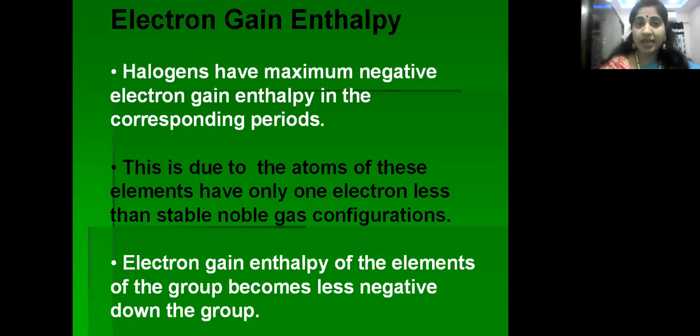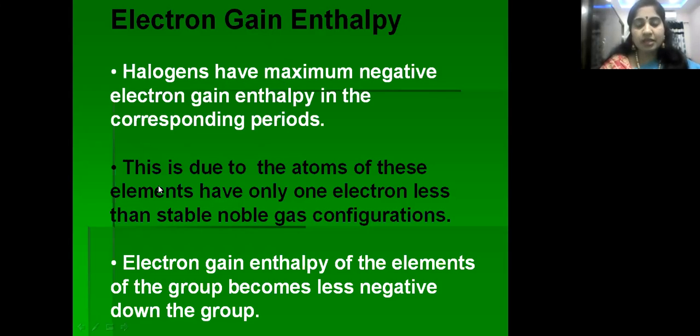So because of that, electron gain enthalpy for 17 group elements is a high negative, maximum negative value they are having. Halogens have maximum negative electron gain enthalpy in the corresponding periods. Why are they having maximum negative electron gain enthalpy? Because they are having ns2 np5 configuration. If you give one electron to 17 group elements, they easily accept that electron, because they will get noble gas configuration. So because of that, these are having electron gain enthalpy maximum negative value.